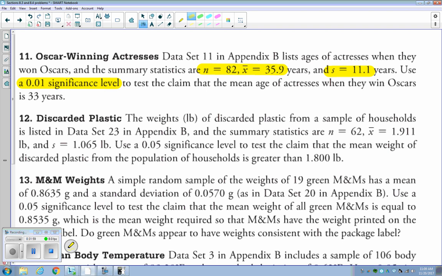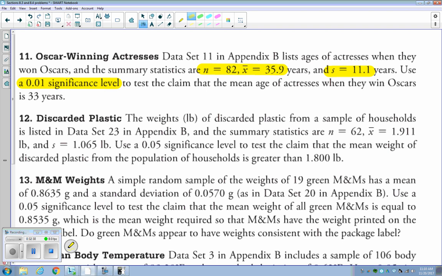Okay? Are we testing a proportion or are we testing a mean? Mean. Am I going to use the T or the Z, and why? I'm going to use the T distribution because I do not know the standard deviation of the population. Yes, I know the standard deviation of the sample, but not the standard deviation of the population. So I know I have to use the T test.